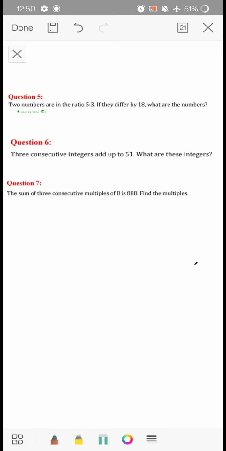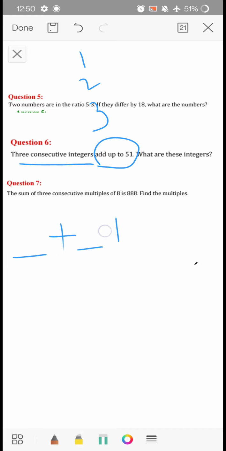Here the next question is: 3 consecutive integers. Here you should know the meaning of consecutive. Consecutive integers means the integers which are one after another. Let me write here 1, 2 and 3. So these 1, 2, 3 are called consecutive integers. 3 consecutive integers add up to 51. So 1, 2, 3 are 3 integers whose addition is 51. You have to find out these integers.